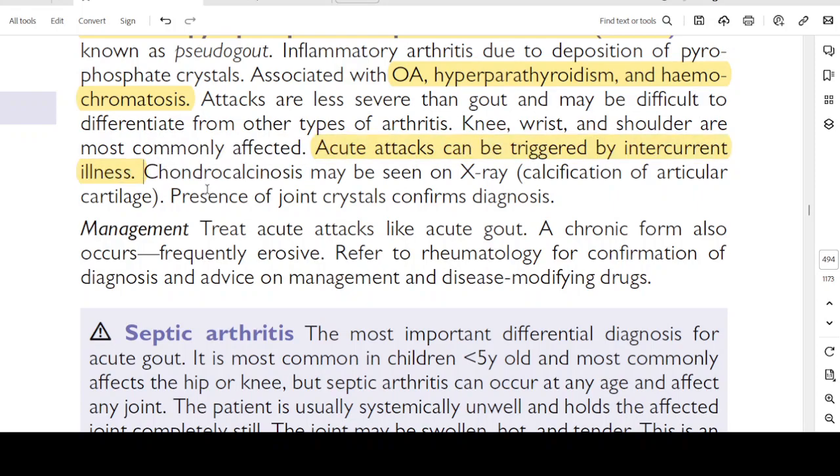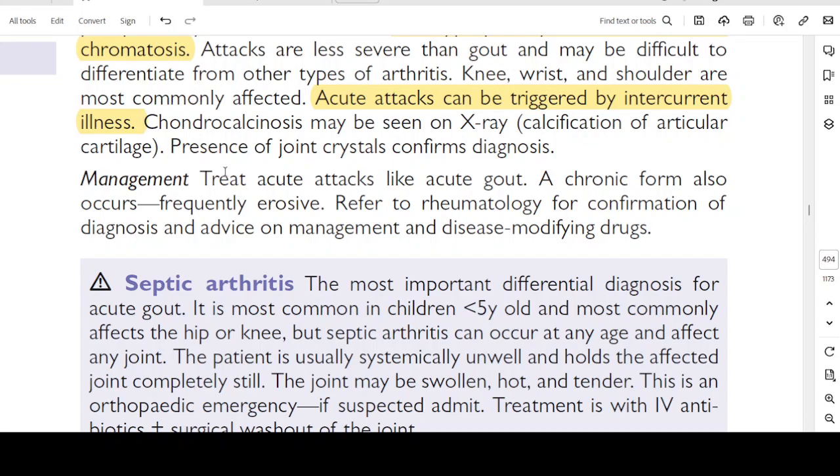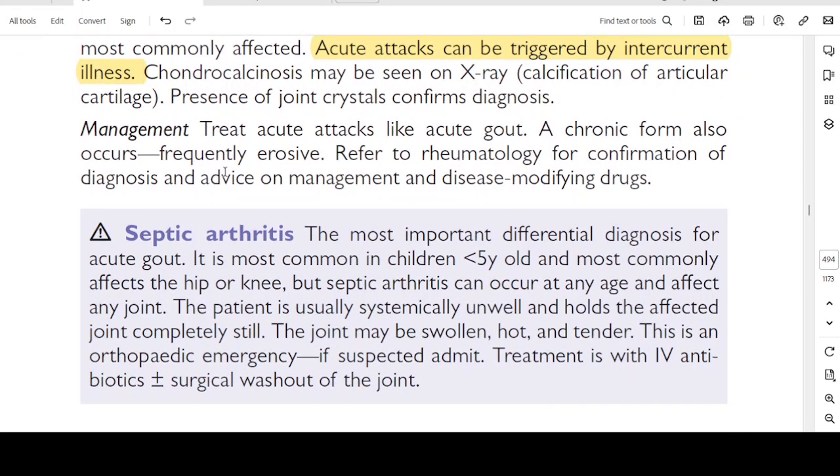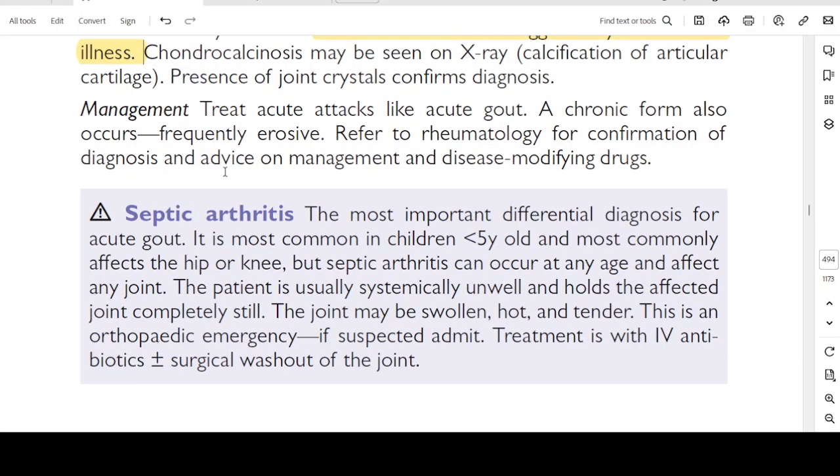Chondrocalcinosis may be seen on X-ray, calcification of the articular cartilage. Presence of joint crystals confirms diagnosis. Management: treat the acute attacks like acute gout. A chronic form also occurs, frequently erosive. Refer to rheumatology for confirmation of diagnosis and advice on management and disease modifying drugs.